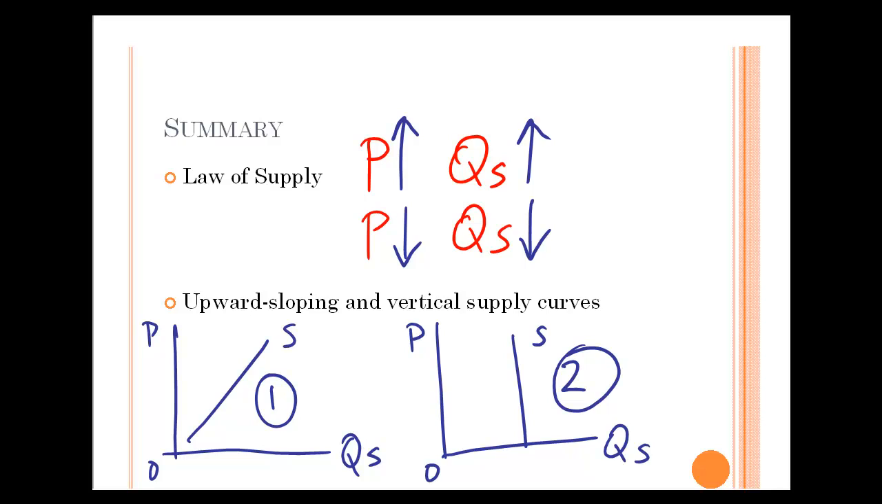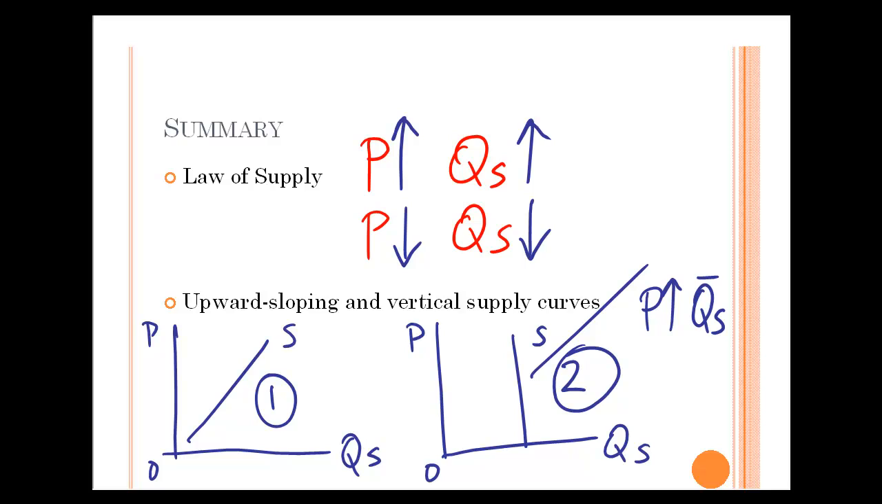The law of supply says that there's a direct relationship between P and QS, that as P goes up, QS goes up, and as P goes down, QS goes down. And that's what the first diagram shows, the upward sloping supply curve. The vertical supply curve does not represent the law of supply, because for the vertical supply curve, P goes up or down and QS is constant.